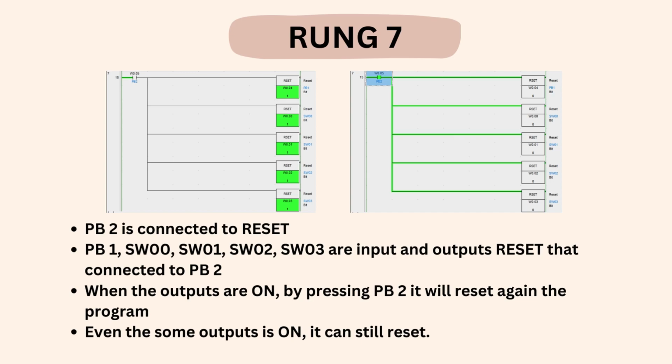Finally, for rung 7, PB2 is connected to reset. PB1, switch 00, switch 1, switch 2, and switch 3 are inputs and outputs reset that are connected to PB2. When the outputs are on, pressing PB2 will reset the program again. Even if some outputs are on, such as switch 1 on and switch 3 on, we can still reset the program by pressing PB2.